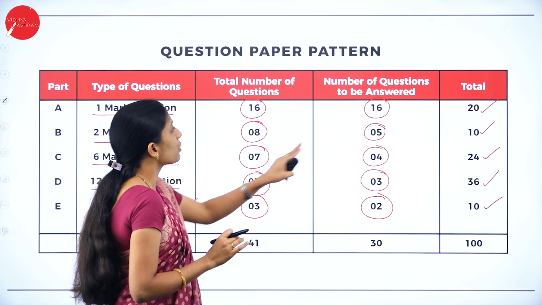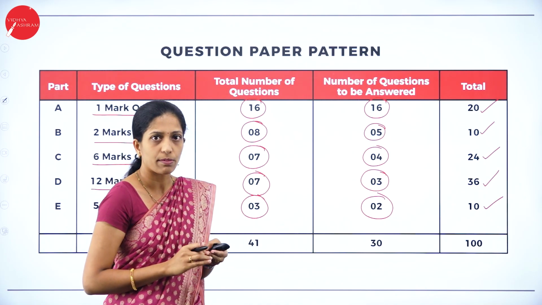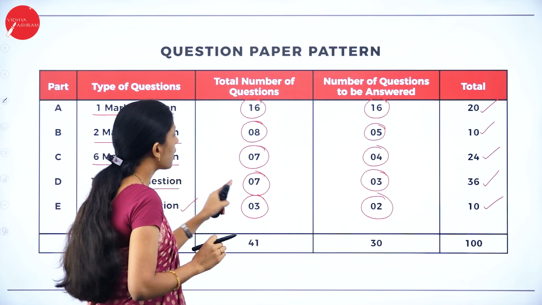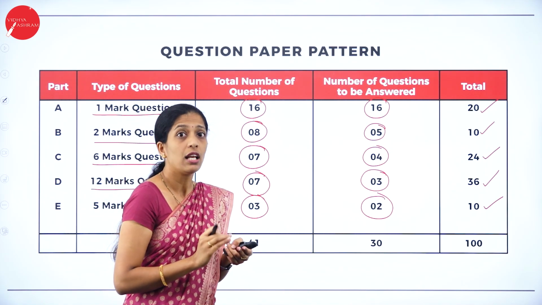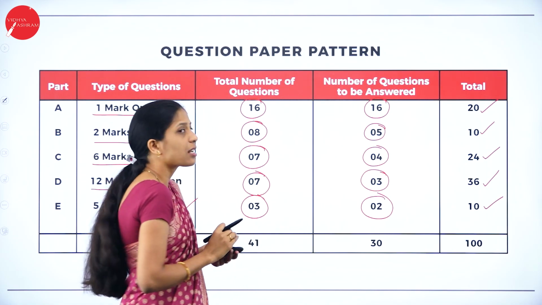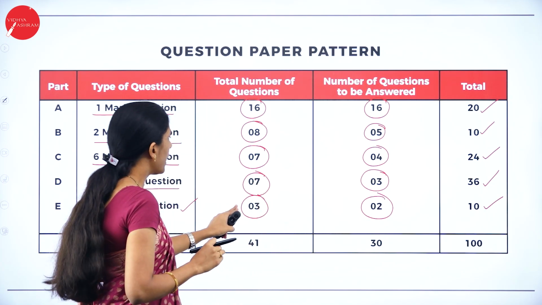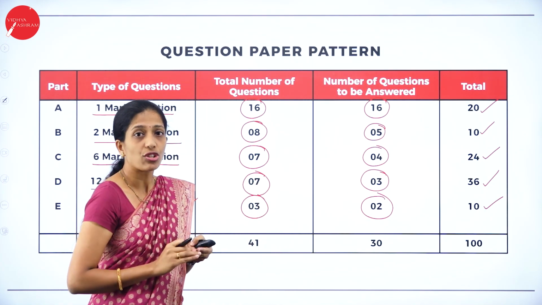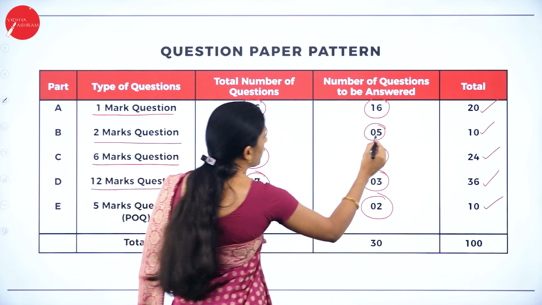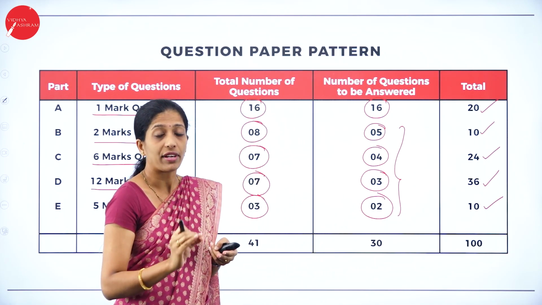Part B, out of 8 questions, you are going to answer any 5 questions. Part C, that is for 6 marks, out of 7, you are going to answer any 4. Next, part D, that is 12 marks question, where out of 7, you are going to answer only 3 questions. Next, part E, that is POQ, practical oriented question, where they will ask you 3 questions, out of which you have to answer any 2. Here also you have an option. So from part B to part E, you are having an option.